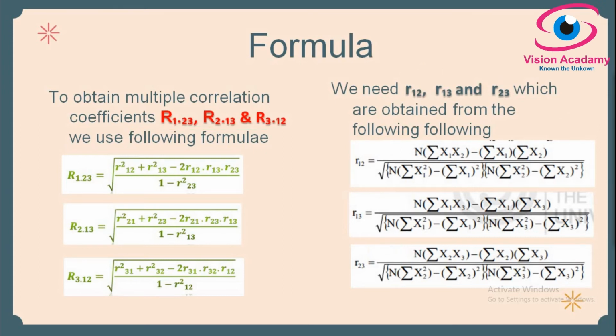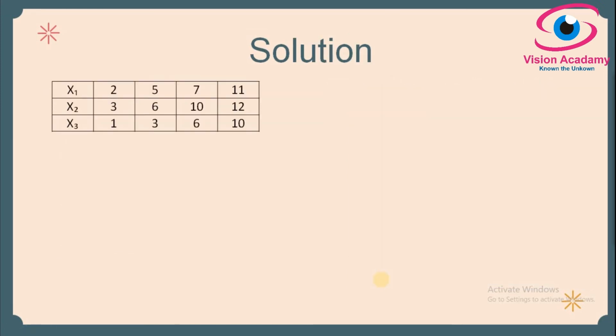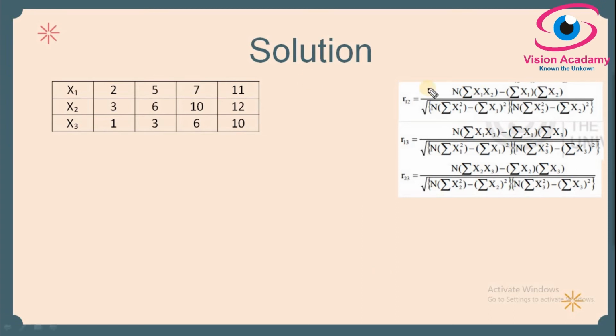So then let us consider that raw data. Here is the problem given, with details of 3 variables, and here are the formulas that we need to primarily obtain to apply to the multiple correlation coefficient. So here we need to understand what the necessary things are.